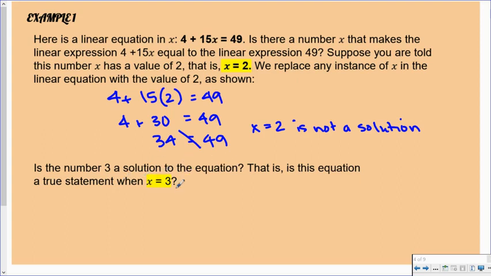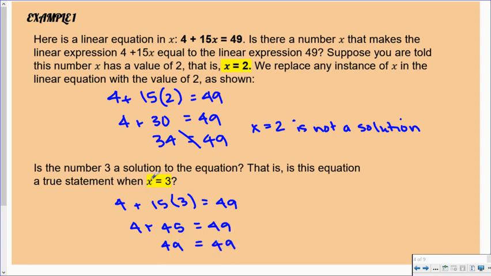Okay, let's try x equaling 3 for the same equation. So I'm going to have 4 plus 15 times 3 equals 49. Then I have 4 plus 15 times 3, which is 45, equals 49. 45 plus 4 equals 49. So we have 49 on both sides. That means x equaling 3 is a solution for the equation 4 plus 15x equals 49.